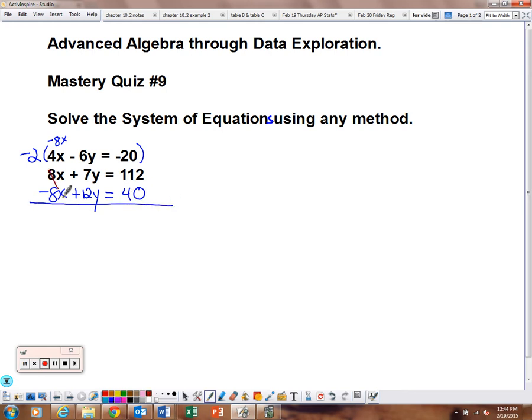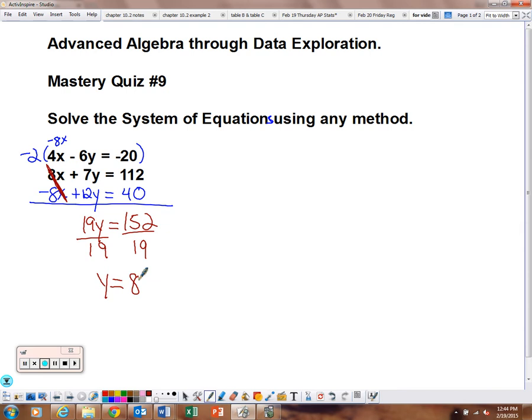We can now eliminate the x's. Add the y's together, we get 19y equals 152. Divide by 19, and we end up with y equals 8.